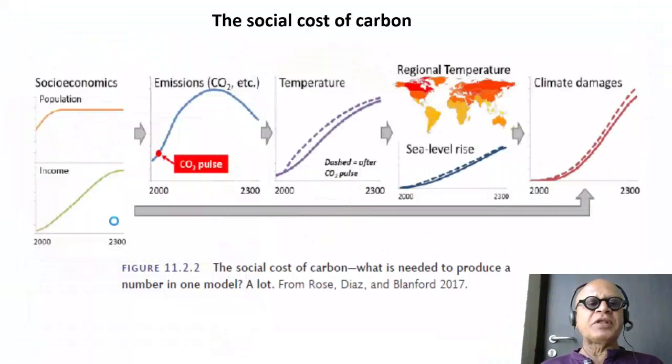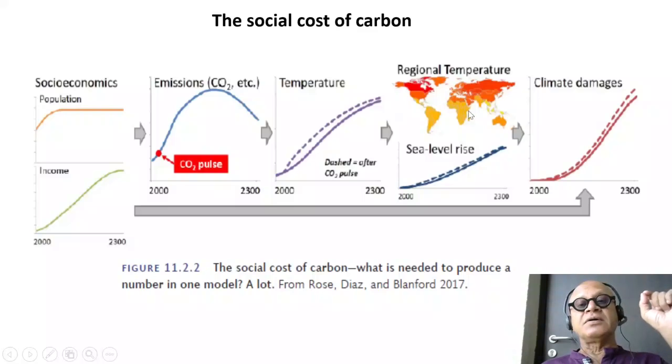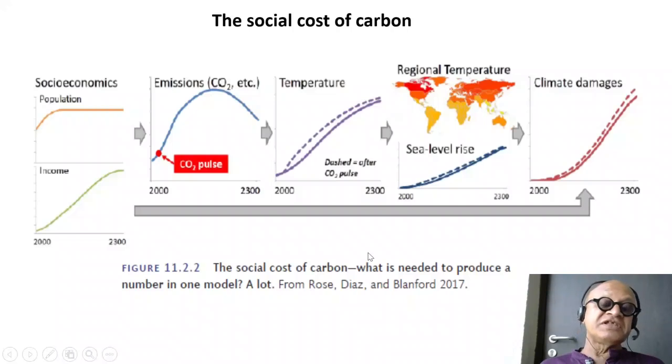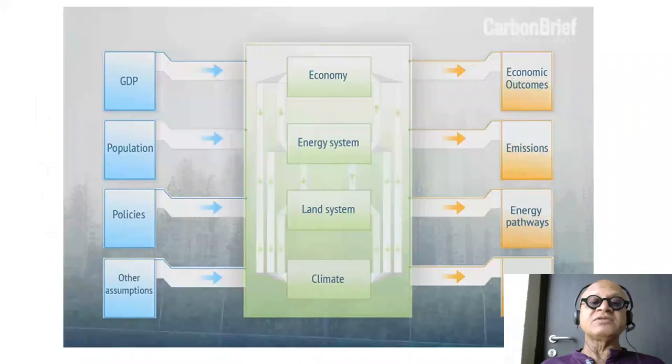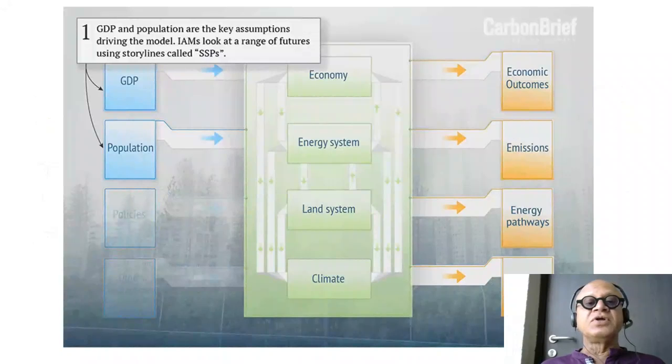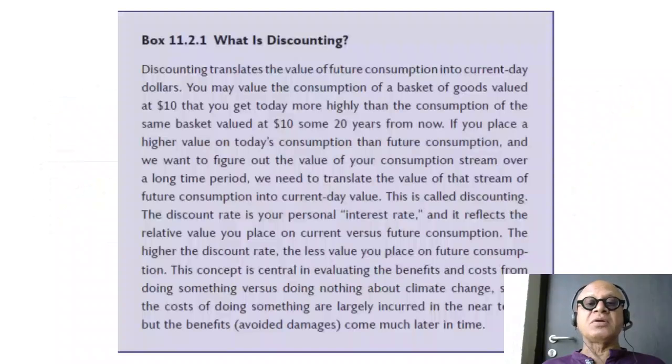What is involved? So we have population, income, emissions, how it affects temperatures after the CO2 pulse. You can see the change here. Regional temperature change, regional sea level rise. So you need the numbers as region-specific as possible, and estimated climate damages. So you have to go from here to there. Okay, so obviously not an easy task, but that's what these integrated assessment models are built for.